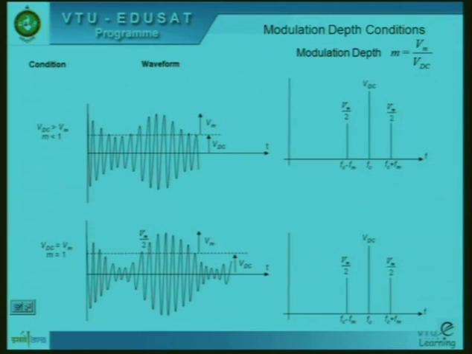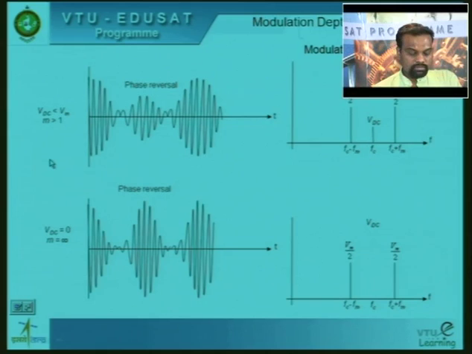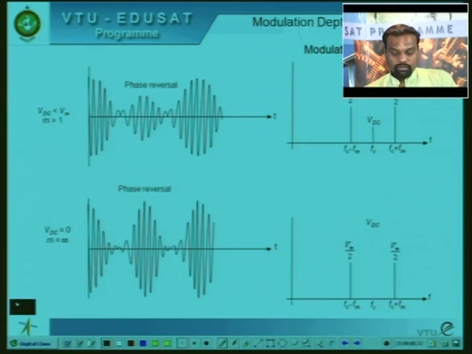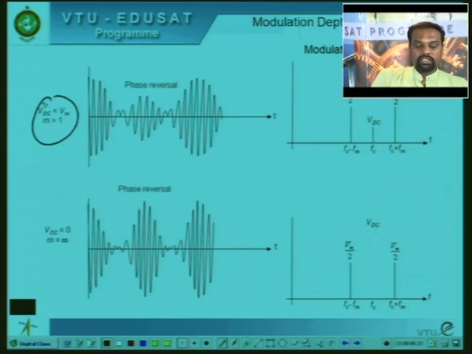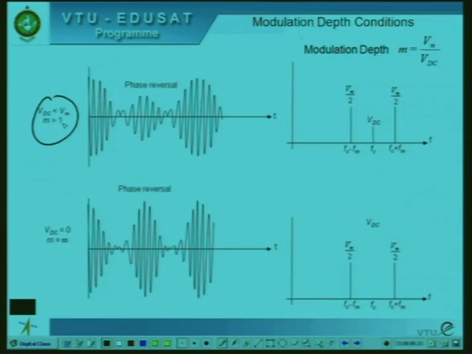Here what we understand is what the modulation depth conditions are. So we know that modulation depth is Vm by VDC. Now if you assume that Vm by VDC is less than 1, that is the first condition. The alternative is that Vm by VDC, that is M, is greater than 1. If M should be greater than 1, then Vm is going to be larger, that is Vm is going to be greater than VDC.